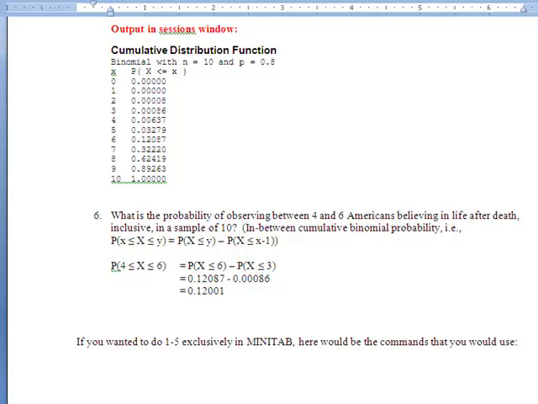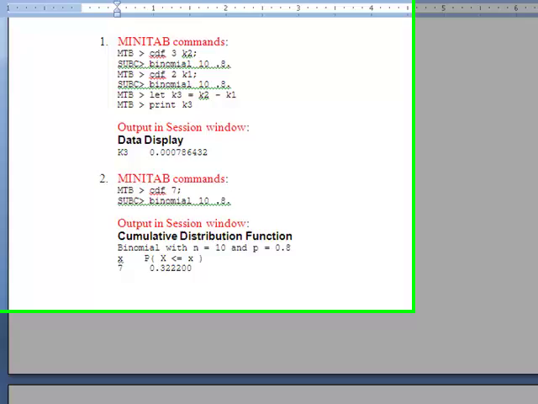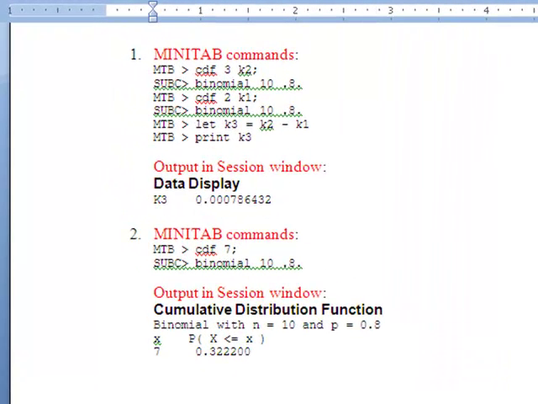Now, that's how we do it by hand. If I wanted to do the same things in Minitab, there would be certain commands that we would use. So the first Minitab command that we're looking at is the probability that x is exactly 3. So we'd have to take the 3 or less and subtract from that 2 or less. And this is the command that we would use.